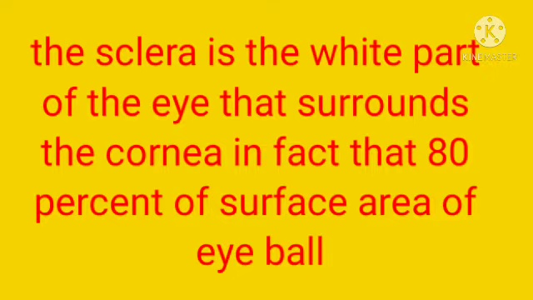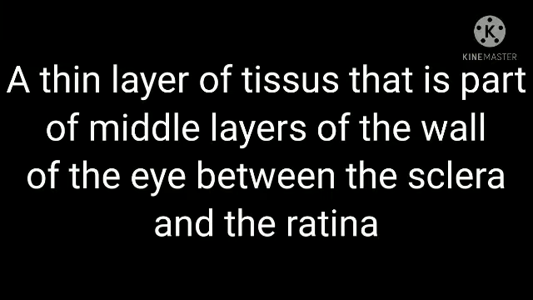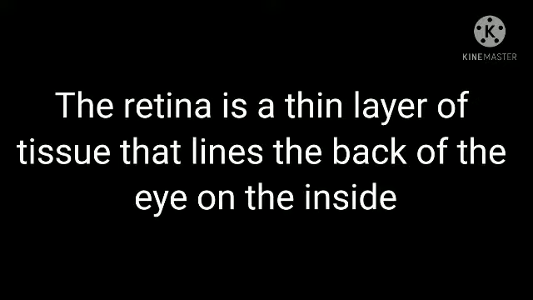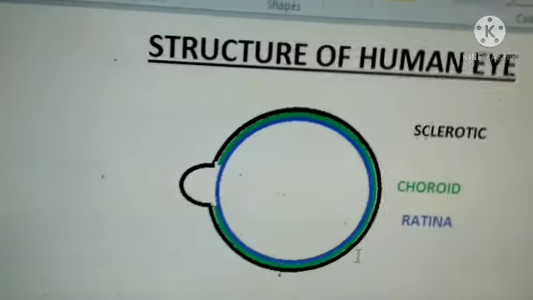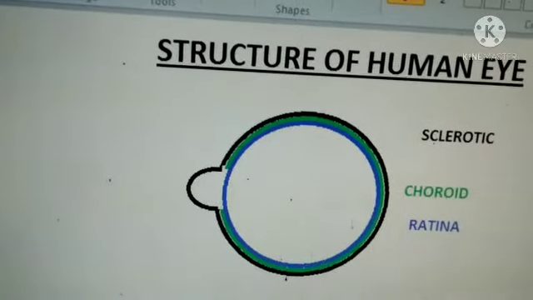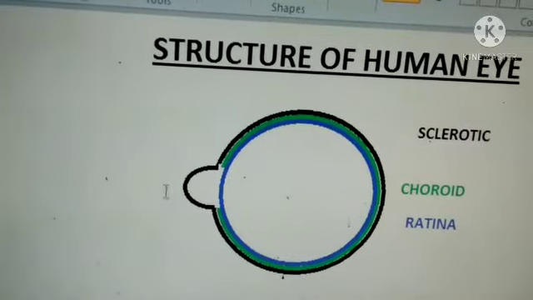The sclera is the white part of the eye that surrounds the cornea. In fact, it is 80% of the surface area of the eyeball. A thin layer of tissue that is part of the middle layer of the wall of the eye between the sclera and the retina. The retina is the thin layer of tissue that lines the back of the eye on the inside. And inside, the third layer is called the retina, this blue layer.